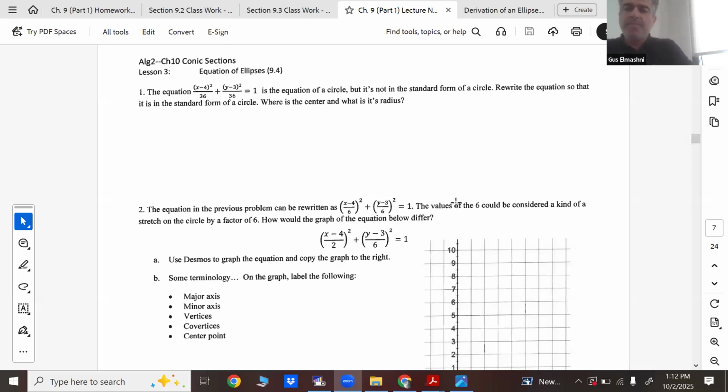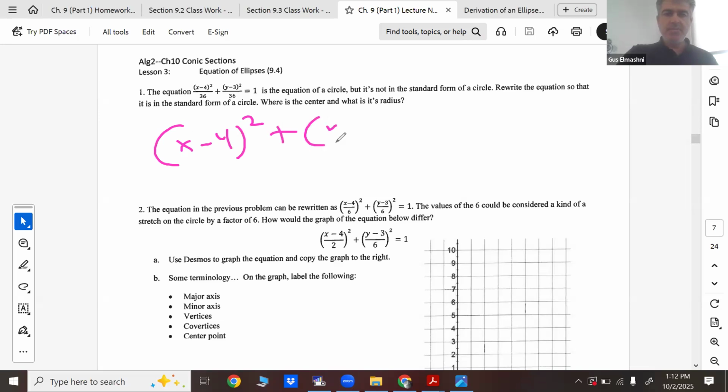So let's look at number 1. Actually, Kingston, can you read number 1? Do I read the equation too? Yeah, the whole thing. The equation, the quantity x minus 4 squared over 36 plus the quantity y minus 3 squared over 36 equals 1 is the equation of a circle, but it's not in standard form of a circle. Rewrite the equation so that it is in the standard form of a circle. Where's the center and what is its radius?